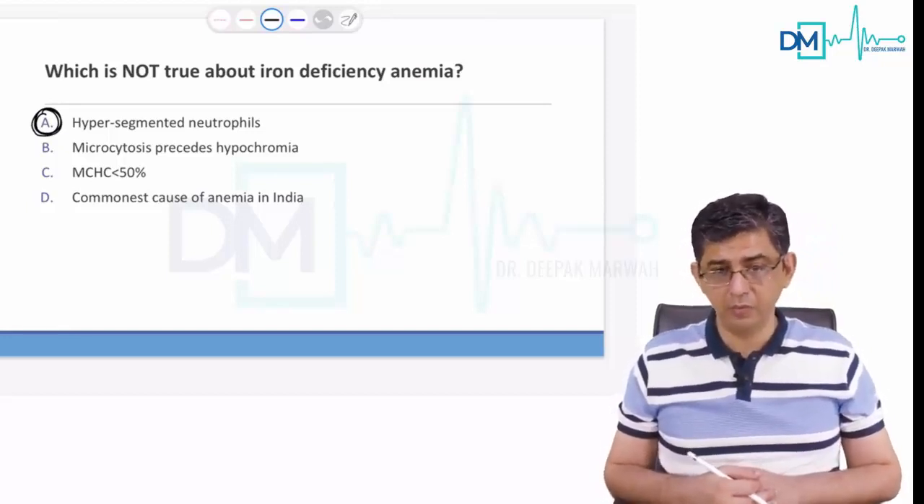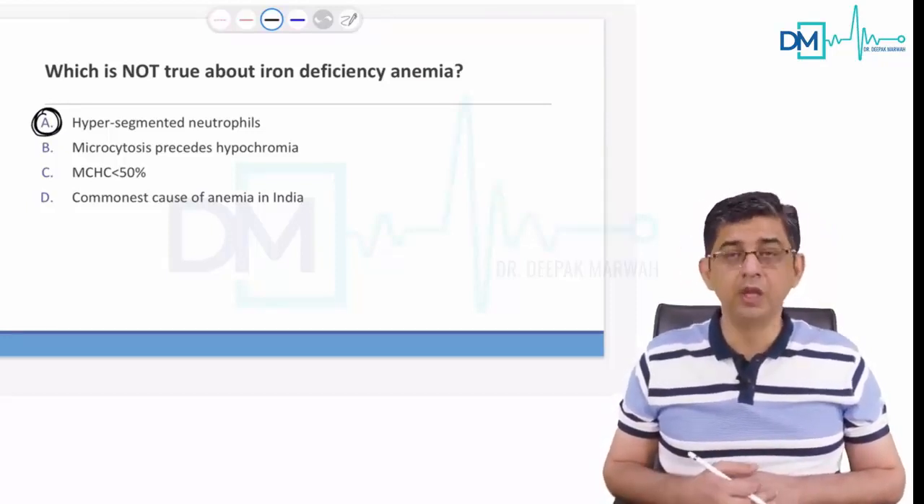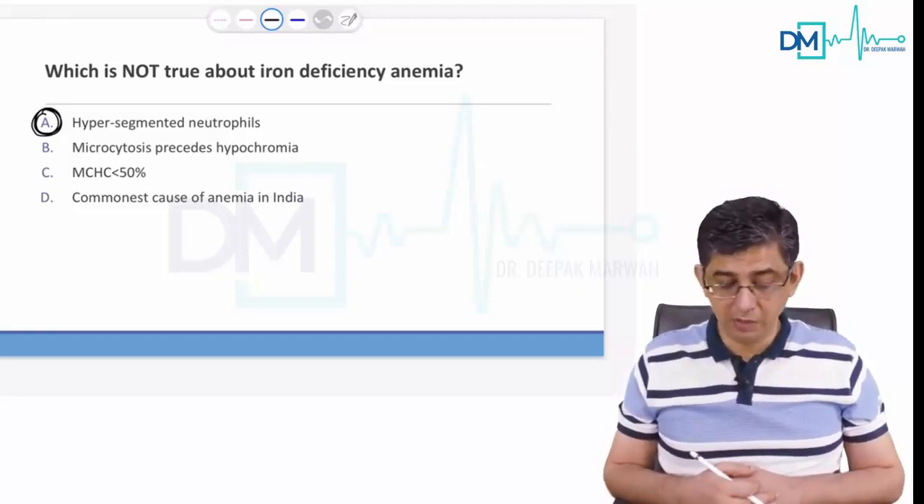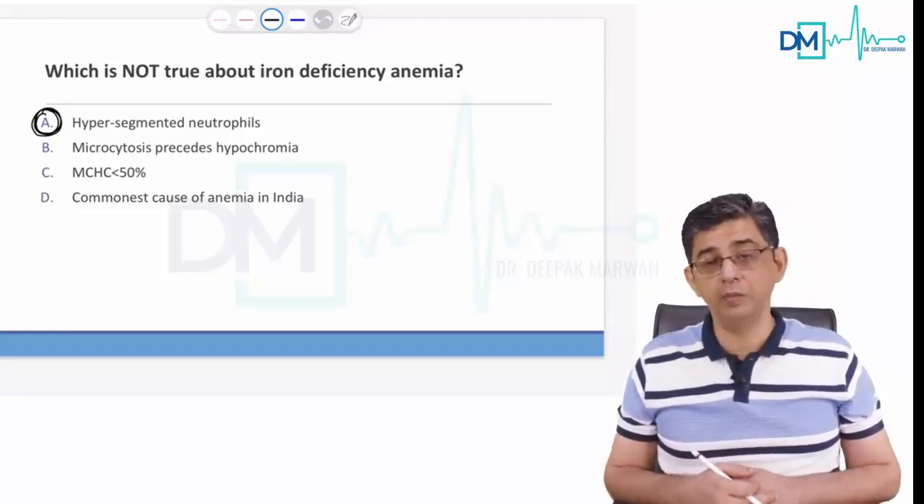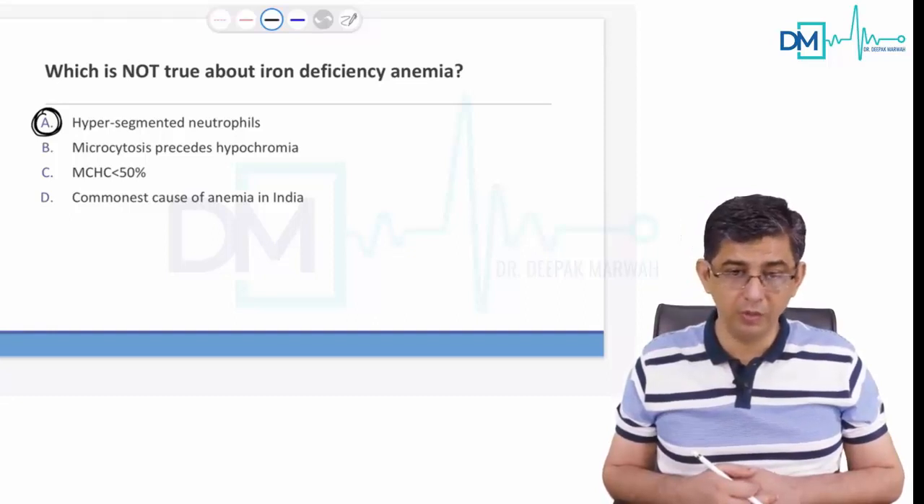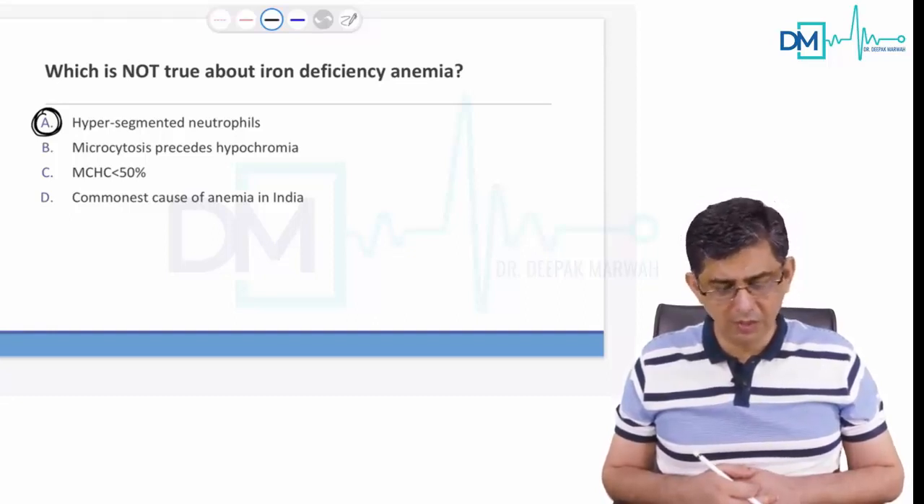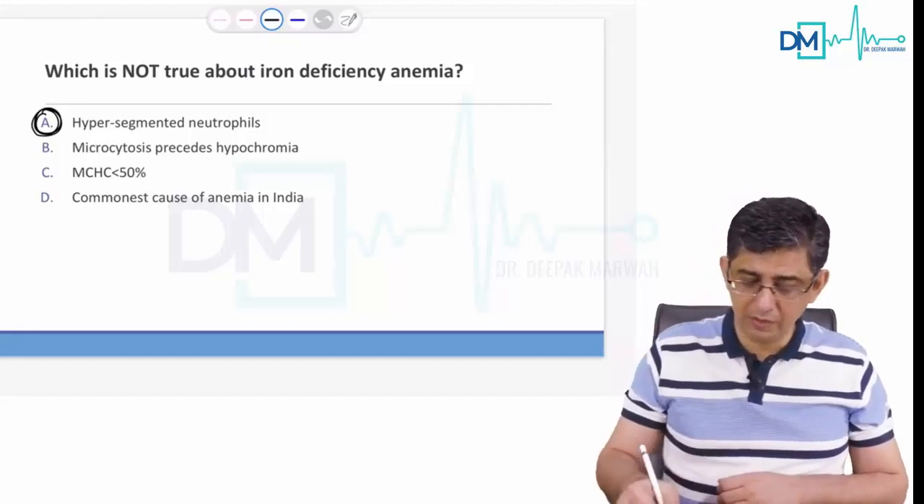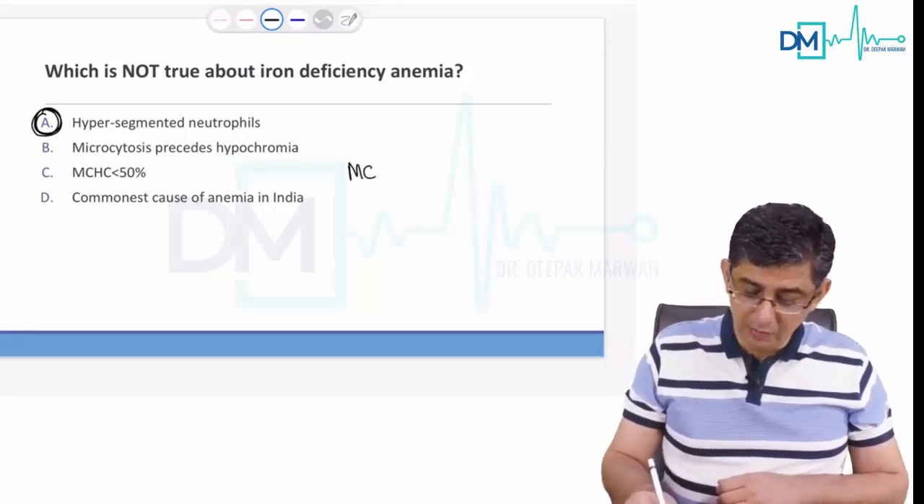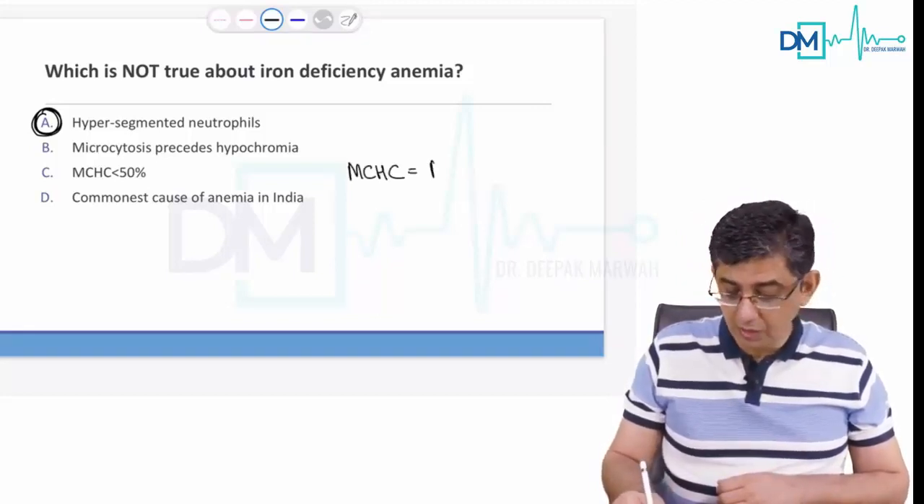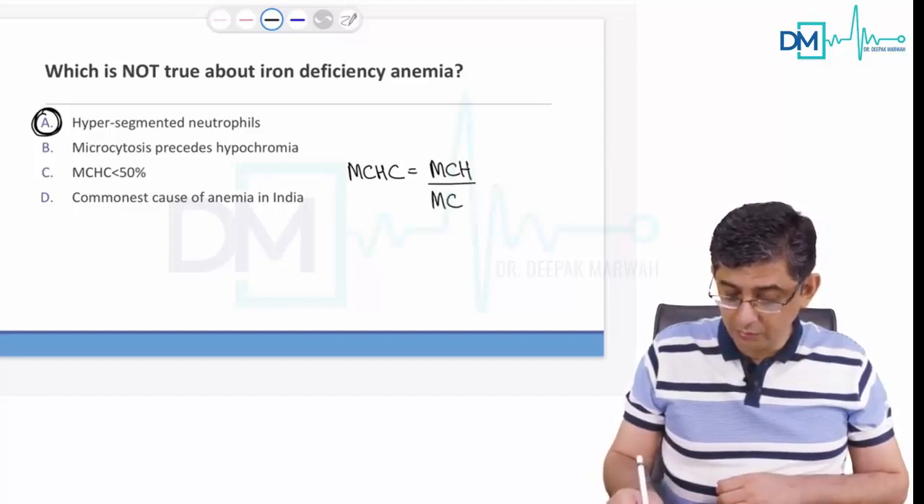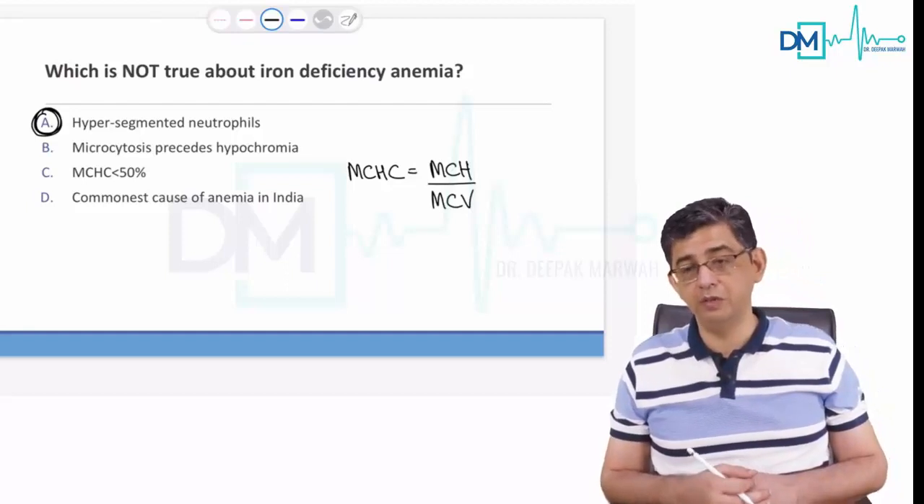Microcytosis precedes hypochromia. Yes, that is what happens. Usually what you will get in iron deficiency anemia, smaller RBCs, and then they would be not only small, but they will have less hemoglobin also. MCHC less than 50%. Yes, it will always be less than 50%. MCHC is going to be mean cell hemoglobin concentration.